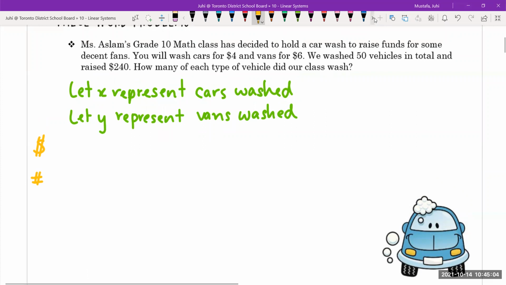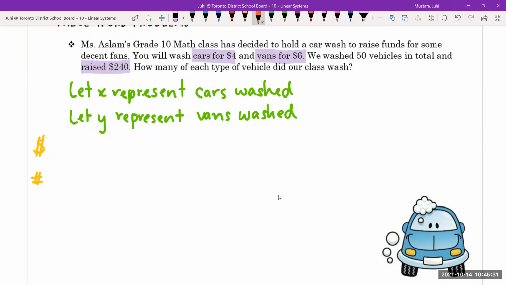So I'm going to take all of the information I've been given about money. So cars for $4, vans for $6 equals $240. And we're going to try to figure out an equation based on that information. Does anyone know how we can figure it out? Let's say we wash 3 cars and 3 vans. How do I represent that using my X and Y and my dollar amount? Angelique?